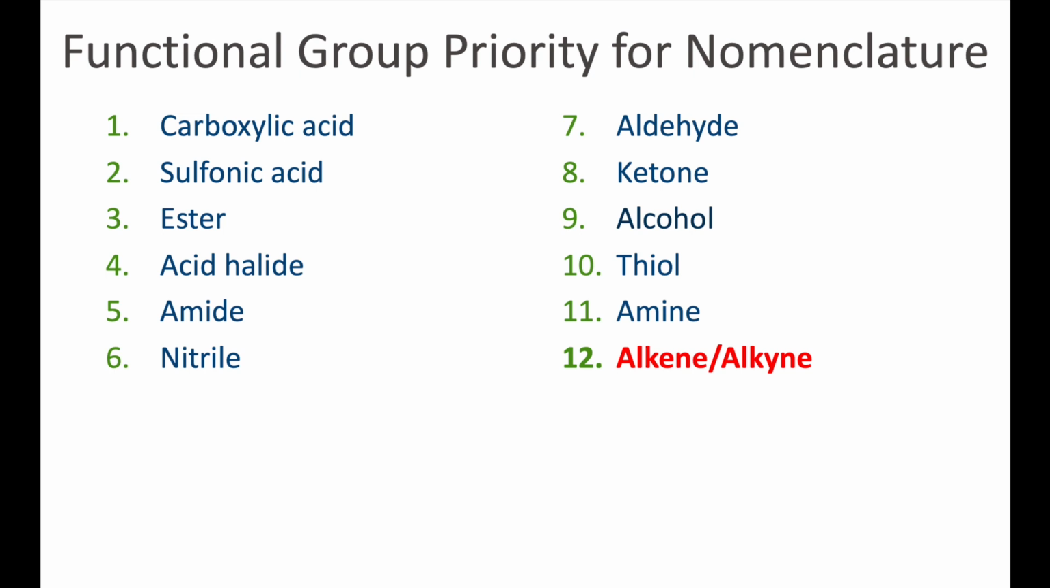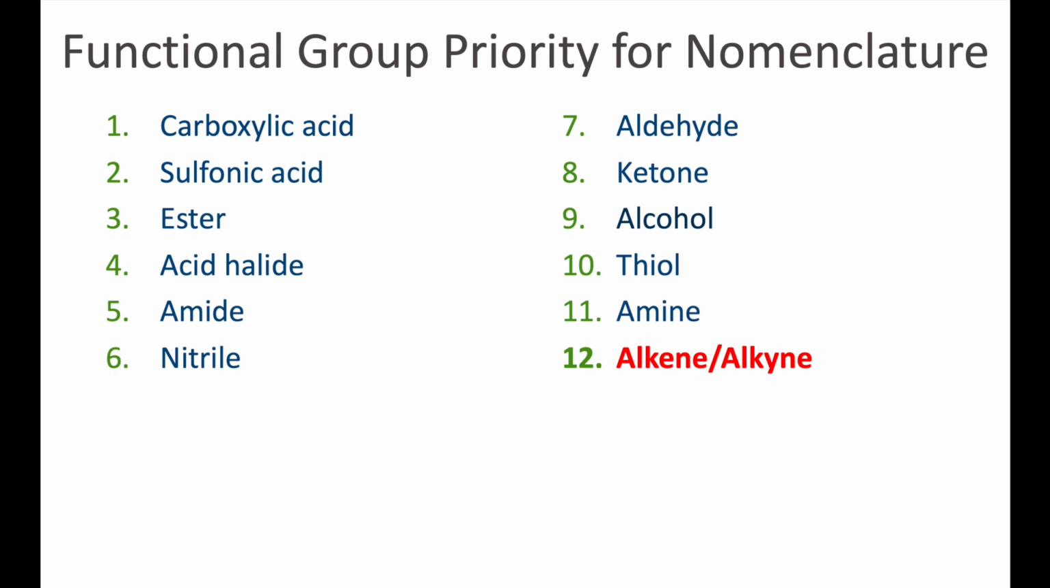And what happens if there's multiple functional groups in your compound? Well, as you can see here, this is the chart of priorities of functional groups according to the name. So anything that's numbered first will have priority as a parent. As you see here, alkene and alkyne are way at number 12. So if there's nothing else basically, then they will be the parent chain. But if there is something else, like an amine or even an alcohol, those functional groups will take priority.